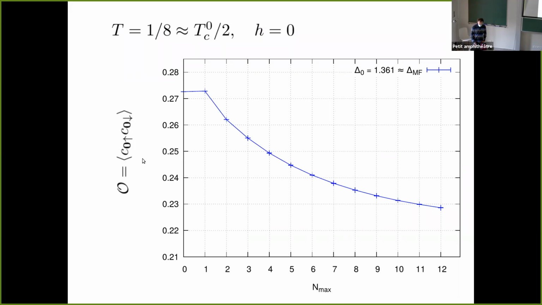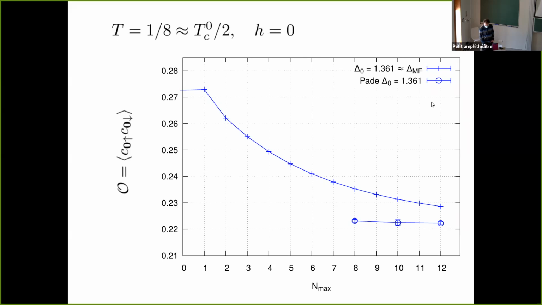So first, to do a benchmark and check that our approach is working, we compute the order parameter at 0 Zeeman field so that we can compare to another method, and at some temperature which is roughly 1/2 of TC. So here is the data for the partial sums for the order parameter as a function of Nmax. Nmax, I remind you, is the maximal diagram order, which in principle should be extrapolated to infinity. So you see that indeed it looks convergent. It doesn't converge very quickly, so we need to extrapolate.